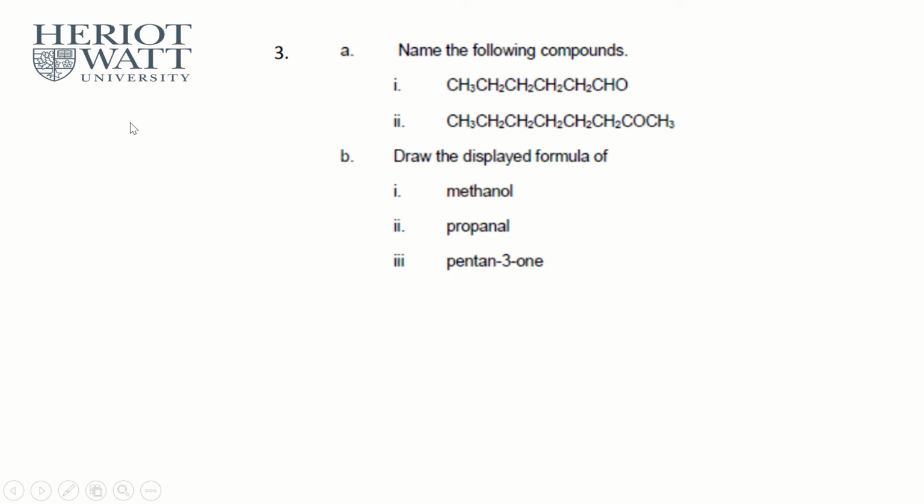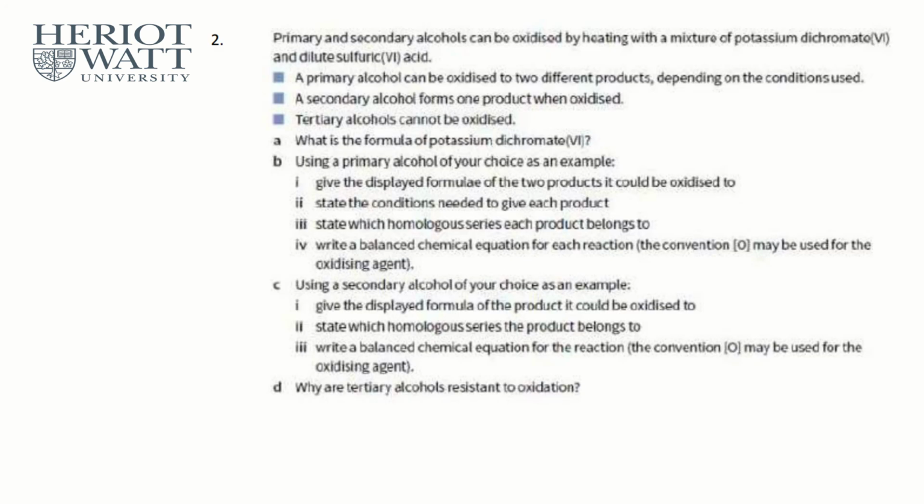Okay, the next part is by using a secondary alcohol of your choice. We know that we're going to get ketones, so this is less complicated. Let's start with a secondary alcohol. So I'm going to start with C-OH with a CH3, CH3, and an H. So what is the name of this? This is propan-2-ol.